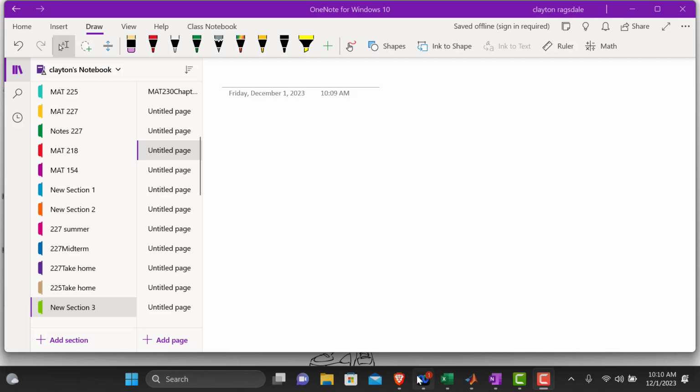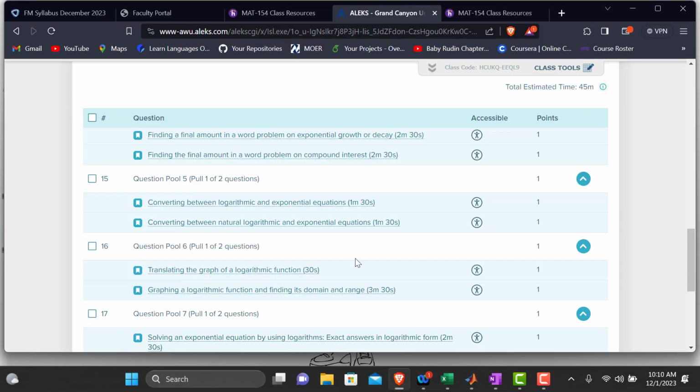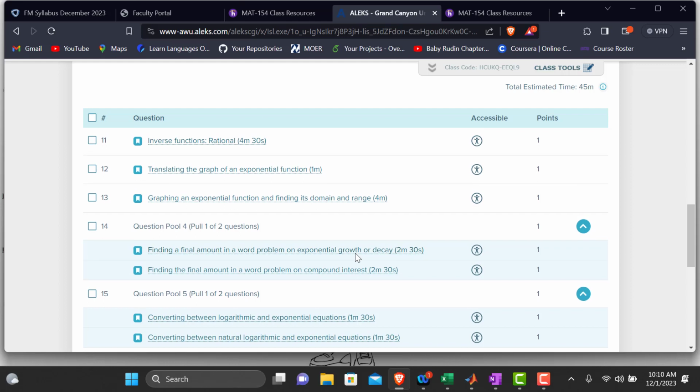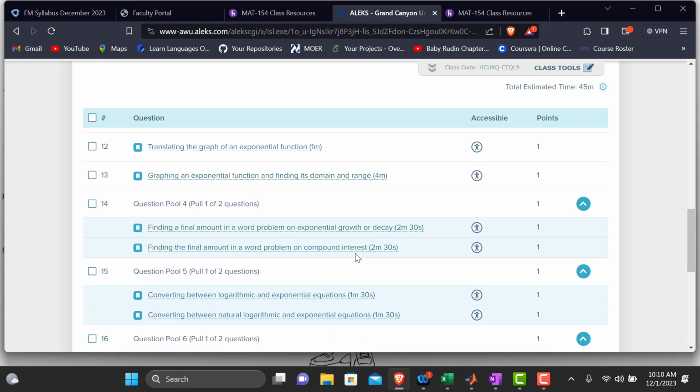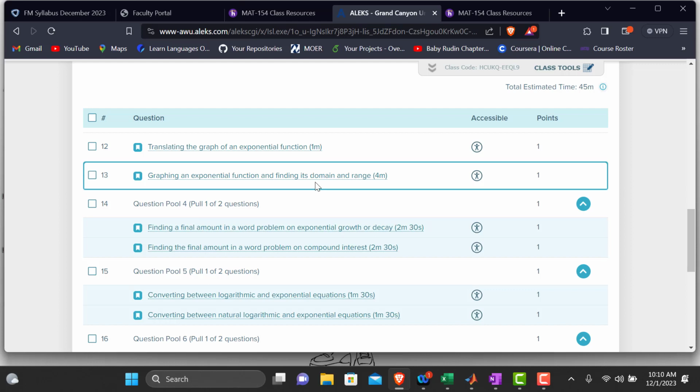All right, let's get these last 6 problems done. So we left off at 13, I believe. It says graphing an exponential function. These ones are fairly straightforward, but we'll go through it. Let's go ahead and click on it.